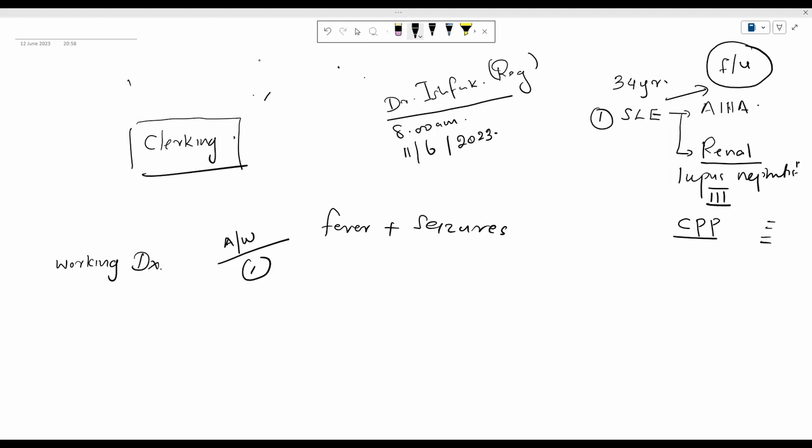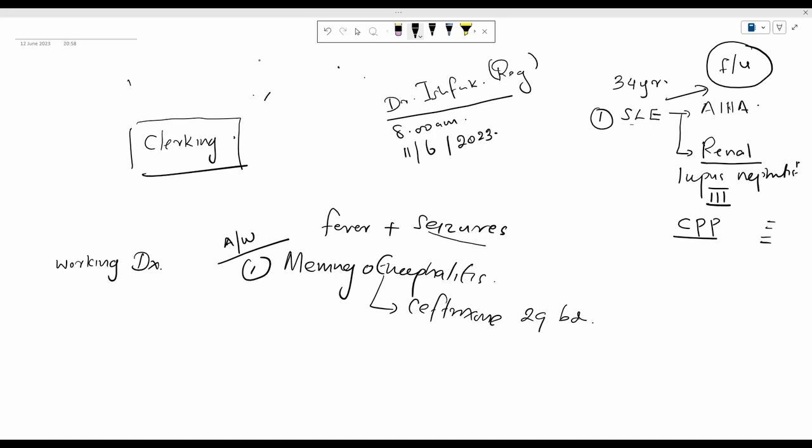Working diagnosis. So let's say because she came with fever and seizures, this patient is being managed for a meningoencephalitis. She has been started on ceftriaxone 2 grams BD. Now when it is a patient who's coming with seizures in a patient who has SLE, there are 5 DDs. You need to have your DDs prepared.